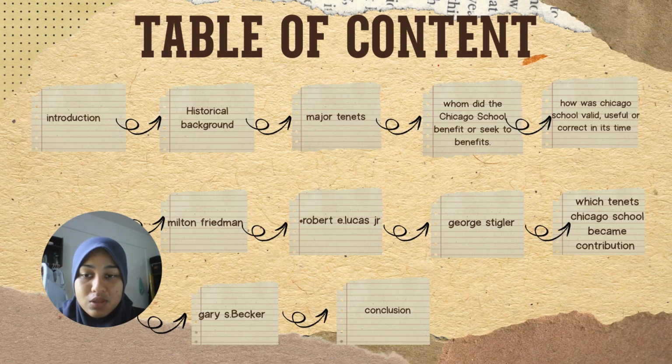So I will present the table of contents of our presentation. We start with the introduction, historical background, major tenets, and whom the Chicago School benefited or sought to benefit. The next one is how the Chicago School was valid, useful, or correct in its time. Then Milton Friedman, Robert E. Lucas, George Stigler, which tenets of the Chicago School became contributions, and Gary S. Becker, and the last one is the conclusion.